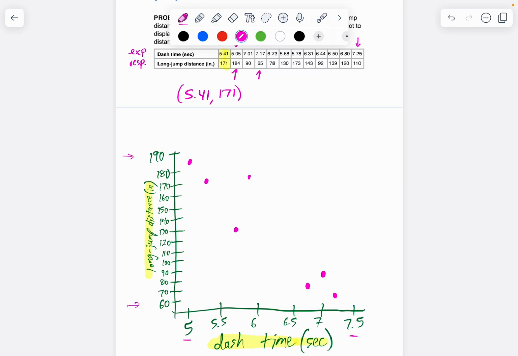6.3, 143, about there. 6.44, 92, seems to be about here. 6.5 and 139, seems to be about there. 6.8, 120, about there. And 7.25 and 110. Okay, there's a scatter plot.